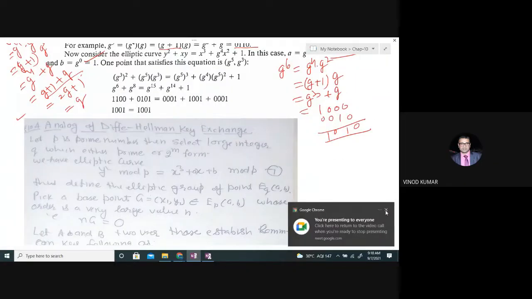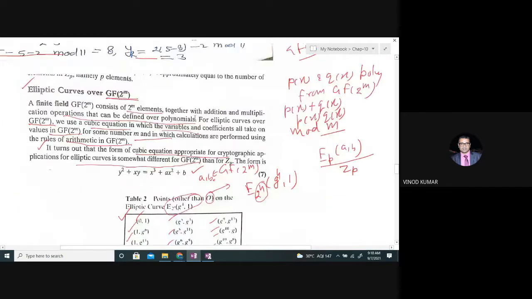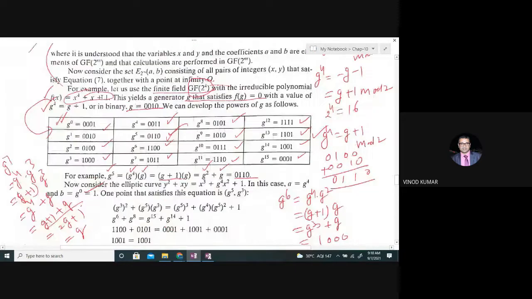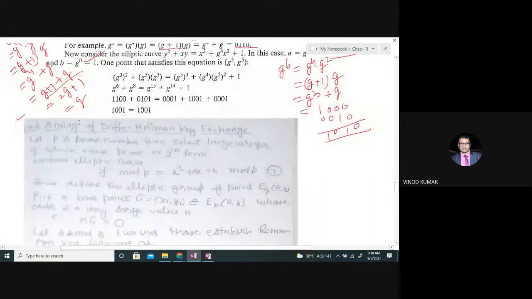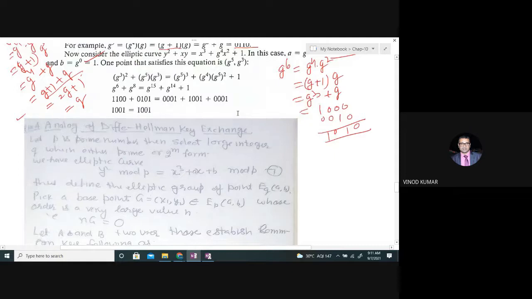Last class we discussed elliptic curves over a Galois field. We discussed all the components regarding this. Now we discuss the analog of Diffie-Hellman key exchange. This is one of the public key algorithms that provides a key exchange approach between two users. In this protocol, we have the following parameters.